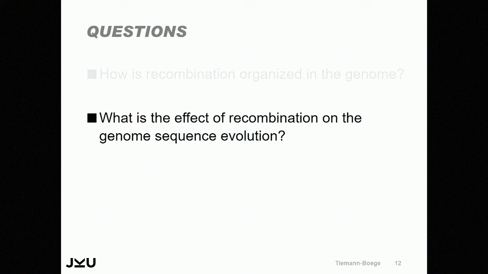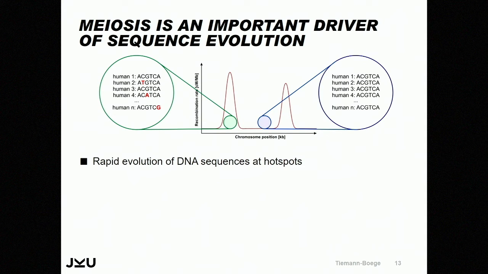The next question that we have been really interested in is, how does recombination change the DNA sequence? Particularly, we have been looking at mutagenesis, because for the longest time the observation has been made that if we compare the sequences between different individuals or between different species at hotspot regions, those sequences have more changes, or as we call it in evolutionary biology, they're more divergent than sequences in cold regions or cold spots.